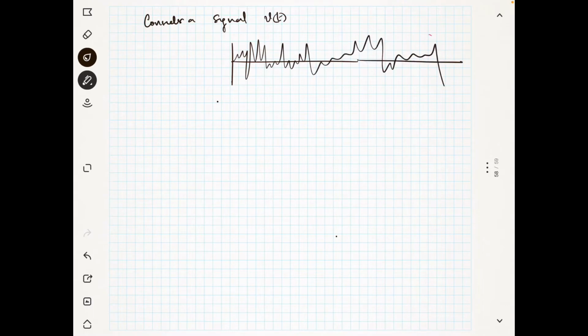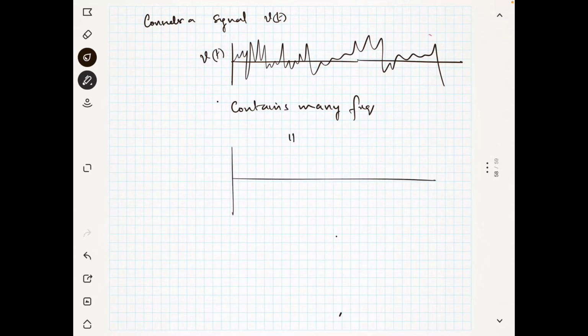This signal contains many frequencies. That means your signal V of t can be written as the combination of many signals. This contains many frequencies, for example, from 0 hertz to maybe 1 megahertz. Now this is the time axis, and this is V of t.